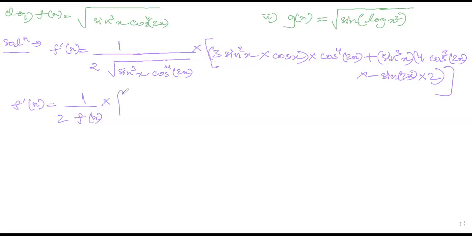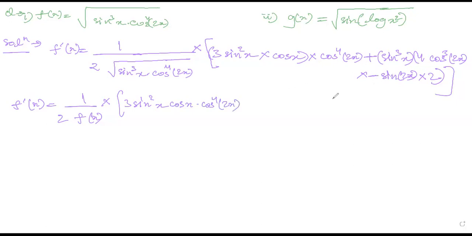Just for the simplicity. I don't want to write the whole expression again and again. So for the simplicity, I'm writing 1 upon 2 fx because the value of fx is already given. And this is basically the value of fx only. And this becomes 3 sine square x cos x cos to the power 4 2x.